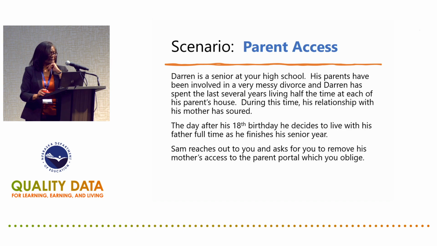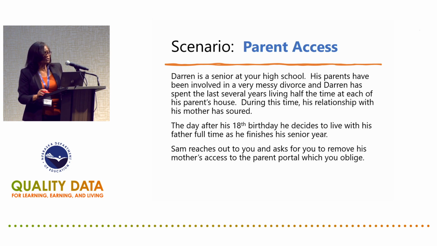Parent access. Darren is a senior at your high school. His parents have been involved in a very messy divorce. And Darren has spent the last several years living half the time at each of his parents' house. During this time, his relationship with his mother has soured. The day after his 18th birthday, he decides to live with his father full-time as he finishes his senior year.